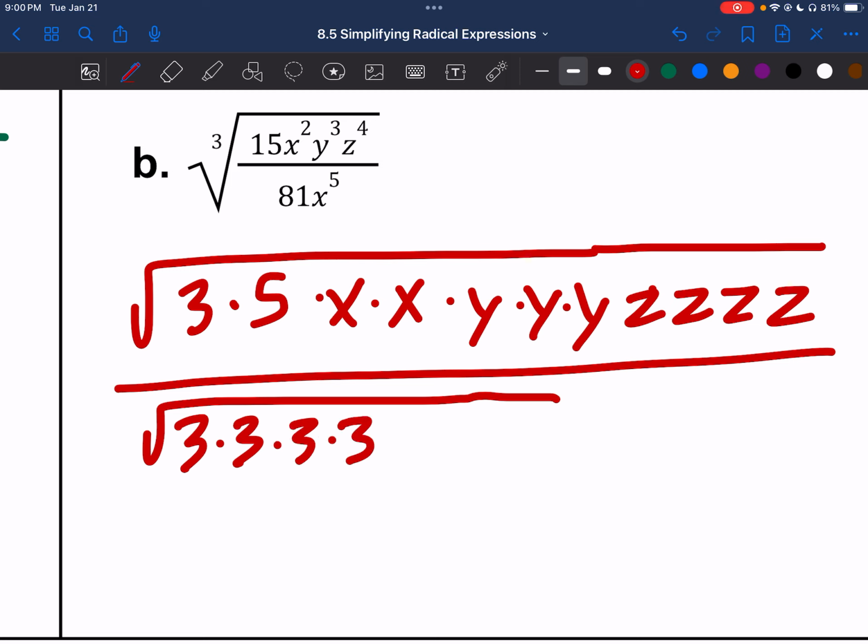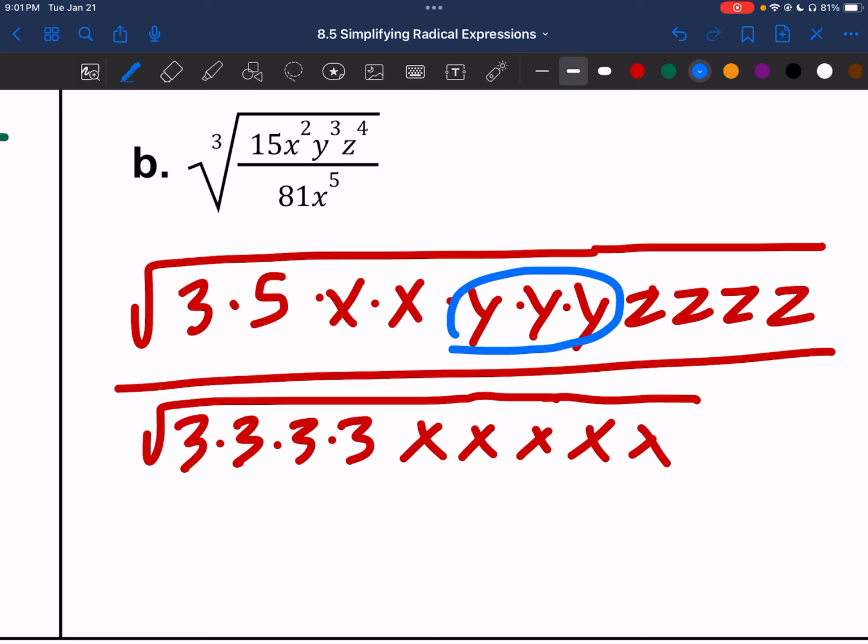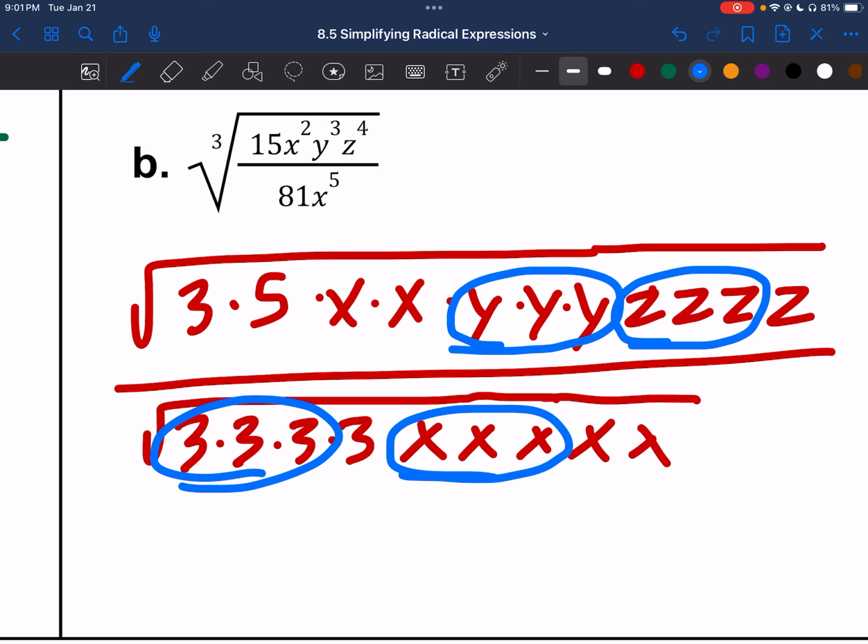And we've got x to the 5th. So x, x, x, x, x. All right, we could do this one of two ways. One way is just find how many groups of 3 we have and bring them out. I have a group of 3 y's. I have a group of 3 z's. In the denominator, I have a group of 3 3's and I have a group of 3 x's. So let's bring those out.